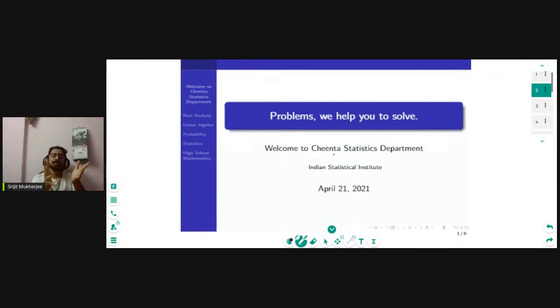The first problem solving live class for all the statistics enthusiasts and data enthusiasts. We have 5 exciting problems today. I hope our intern students who are on Google Meet can see the screen properly. We have one from real analysis, one from linear algebra, one from probability, one from statistics, and one from high school mathematics. Let's move ahead with the class.